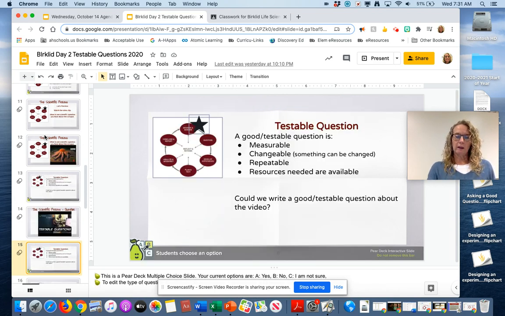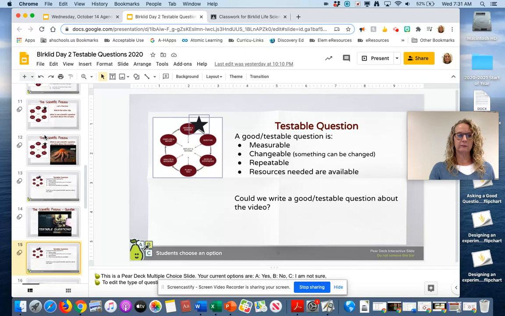So a good question, again, is measurable, changeable, repeatable, and the resources are needed. And in the video before us, they talked about that same thing. They just used a different acronym. They used a SMART acronym, which we can talk about again. But we're basically doing the same things, which is interesting because that's college and beyond. That's graduate level research, and they're using the same set of basic guidelines we are to determine if a question is a good one or not. So that was reassuring to all of us. It should have been that we are doing real science here.